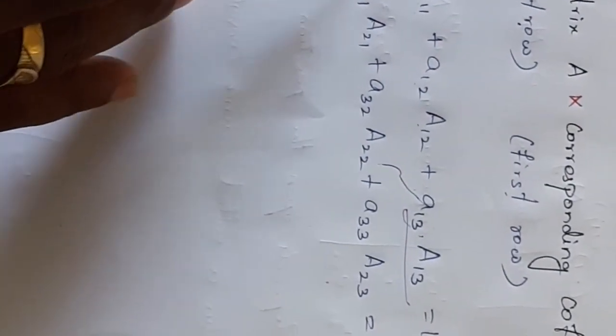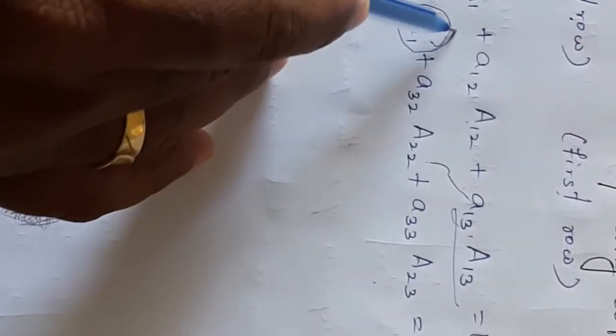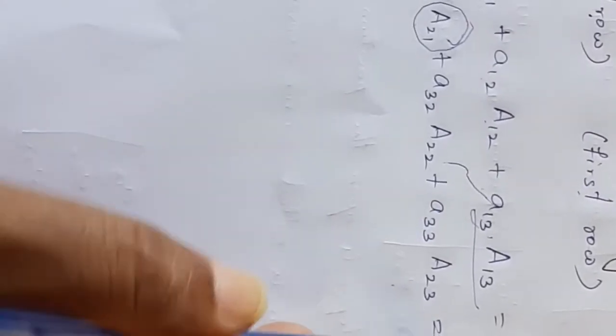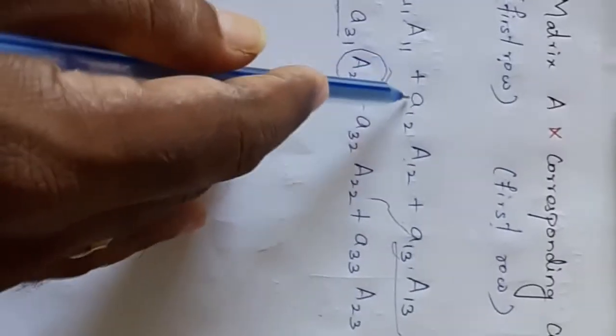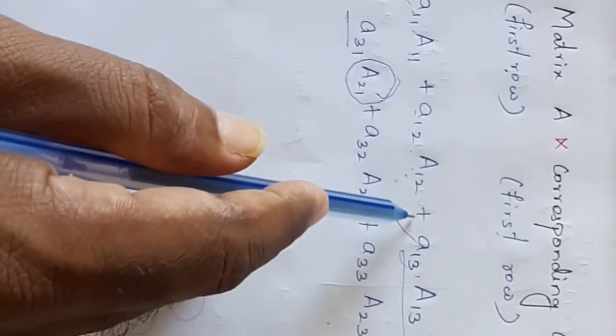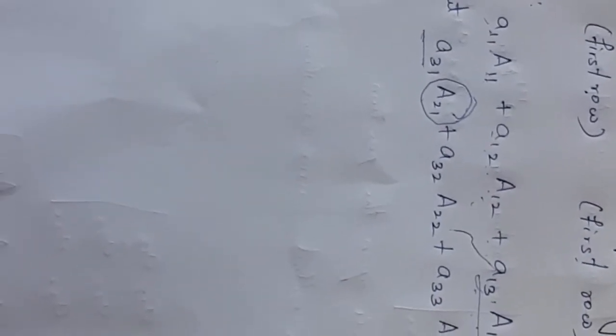But if we take the third row of matrix A and multiply it with the corresponding elements of the second row of the cofactor matrix, the answer will be 0. So once again I would like to recall: A11 into capital A11, plus A12 into capital A12, plus A13 into capital A13, that is called the determinant of A. But if you multiply one row with the corresponding elements of another row, the answer will be 0.